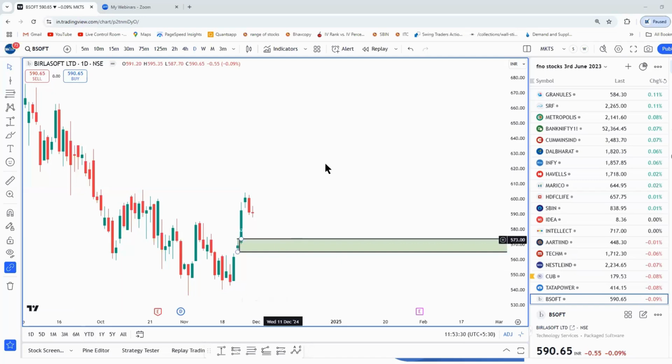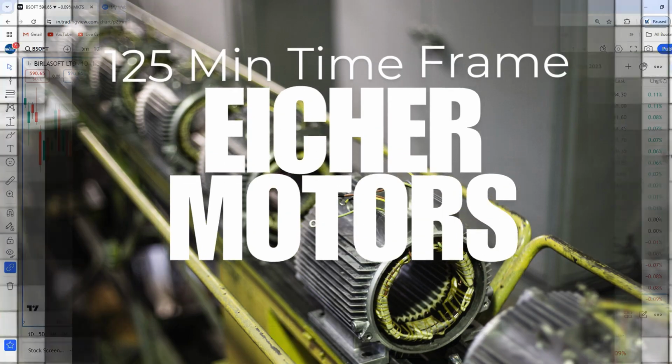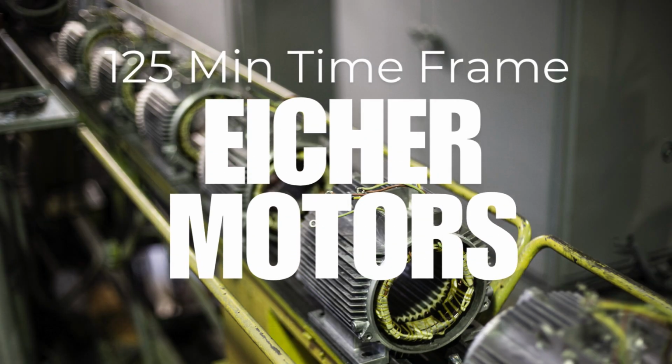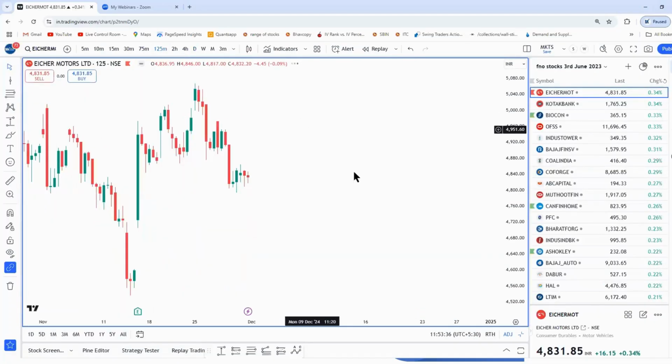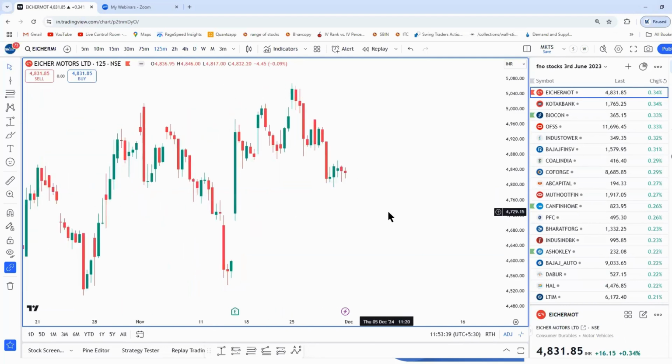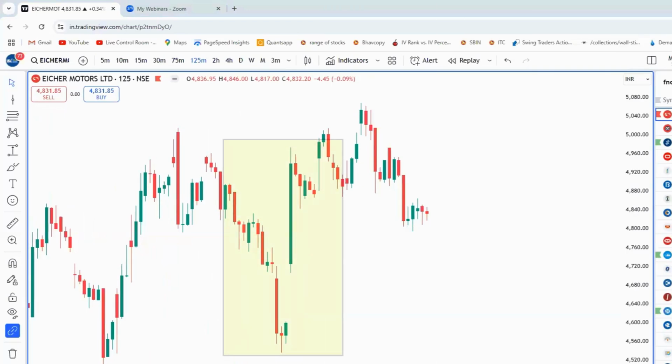So next, Acer Motors, 125 minutes. Look at current price, look down, identify an explosive rally in price. Can you all see this rally in price, friends?